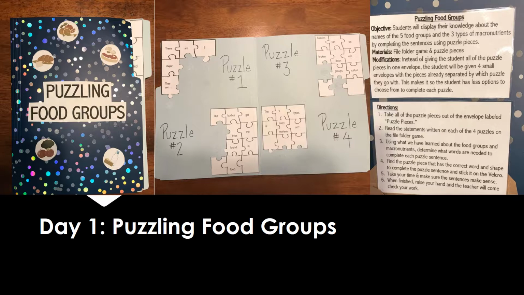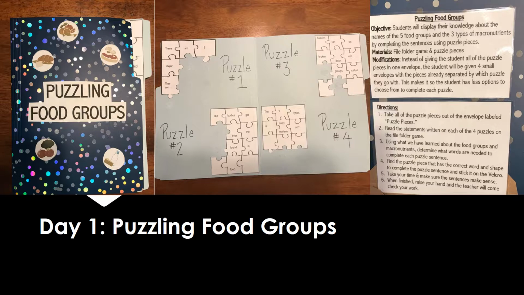The 4 different puzzles state things such as there are 5 major blank blank, they are, and then it has 5 more blanks. And the second one says our bodies get blank from the blank found in food. The third one says calories can be broken down into blank groups called blank. And the last one says the 3 types of macronutrients are blank, blank, blank.